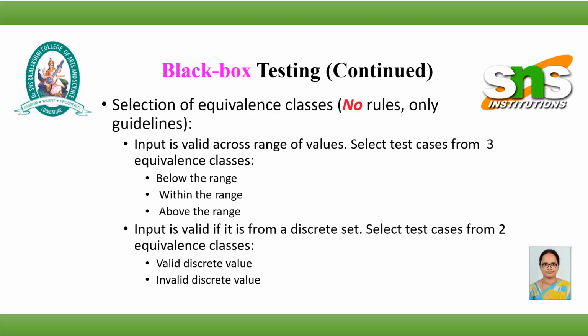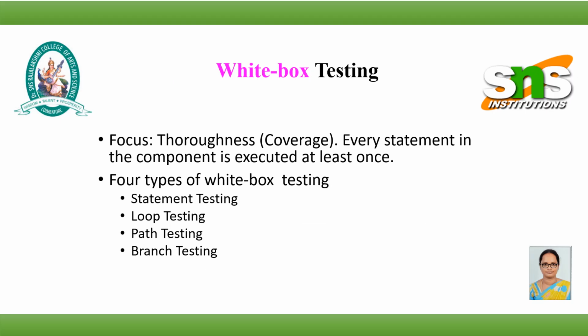For the selection of equivalence classes, there are no rules, only guidelines that can be followed. If input is valid across a range of values, we select three test cases: below the range, within the range, and above the range. If input is valid from a discrete set, select test cases from two equivalence classes: a valid discrete value and an invalid discrete value.